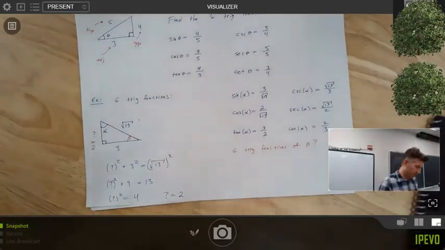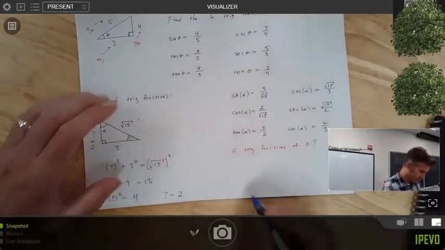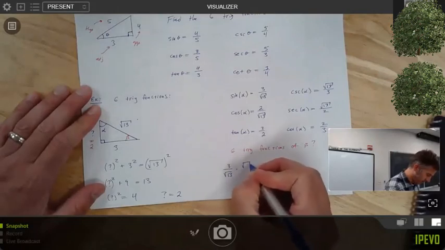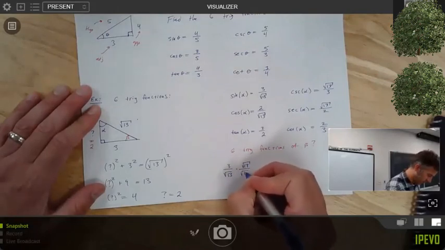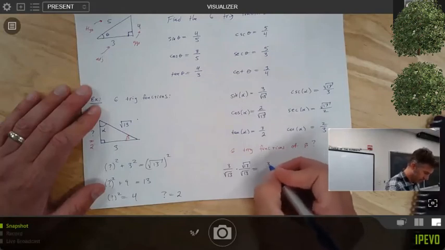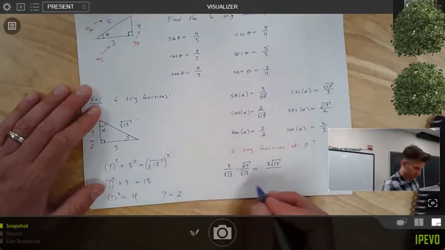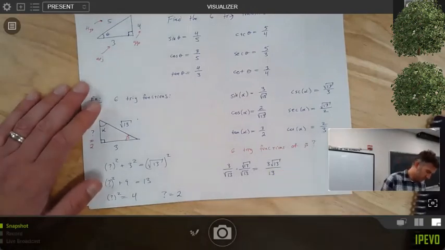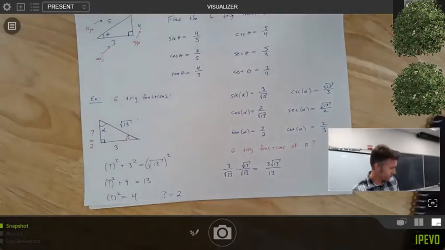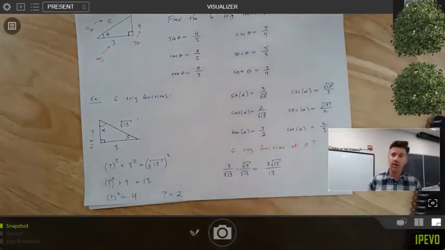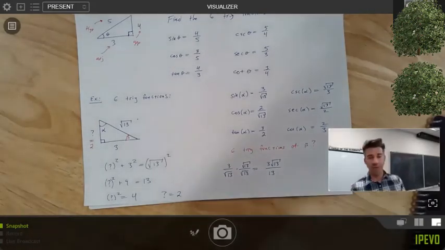If you wanted to rationalize this, you would take 3 over the square root of 13 and multiply it by the square root of 13 over the square root of 13. Then the numerator would be 3 times root 13, and in the denominator, square root of 13 times square root of 13 is 13. For now, you don't have to worry about rationalizing things, but we probably will move towards rationalizing denominators in the future. Yes, that's an excellent question. It is something that typically people prefer, if not require.